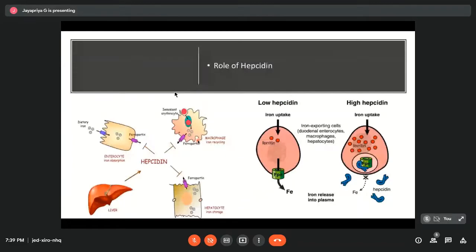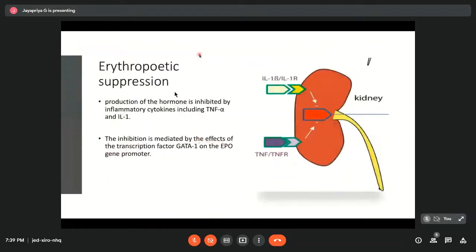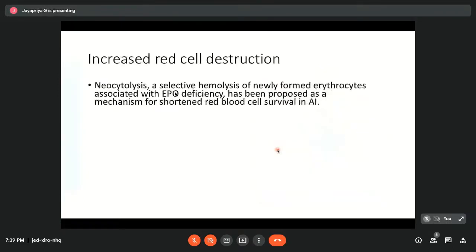Now coming to the second mechanism, the direct erythropoietic suppression. That is, the inflammatory cytokines will directly act on the kidney and reduce the transcription of erythropoietin mRNA and thus reduce the production of erythropoietin. The major cytokines are interleukin 1 and tumor necrosis factor. And another mechanism, as already said, is increased red cell destruction. These cytokines will activate the macrophages and increase the RBC destruction.